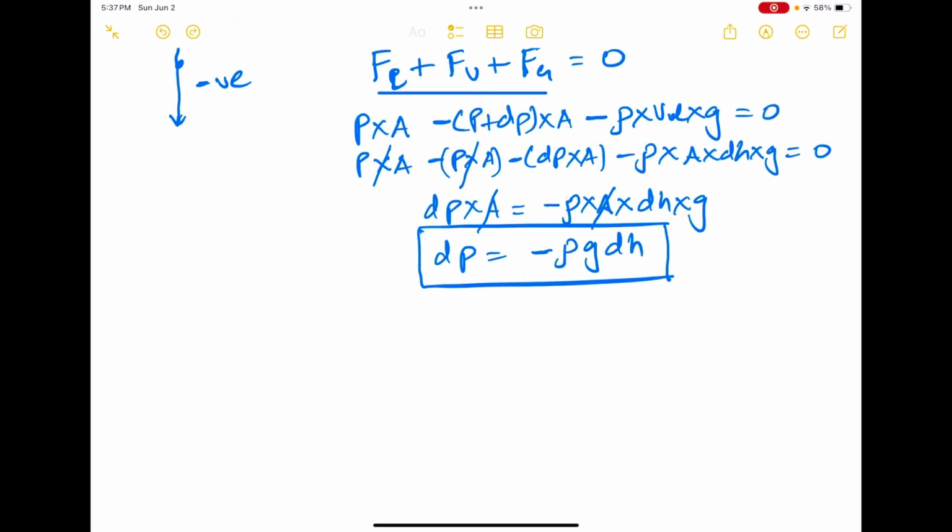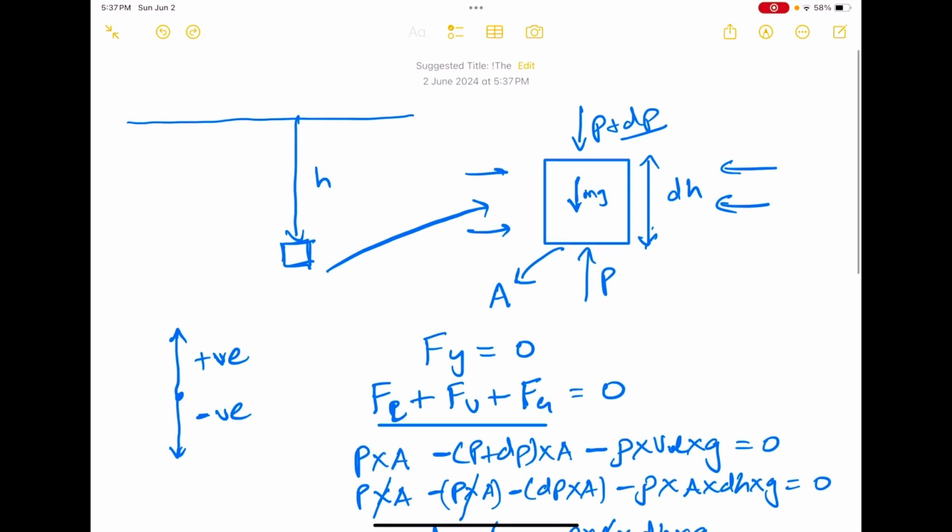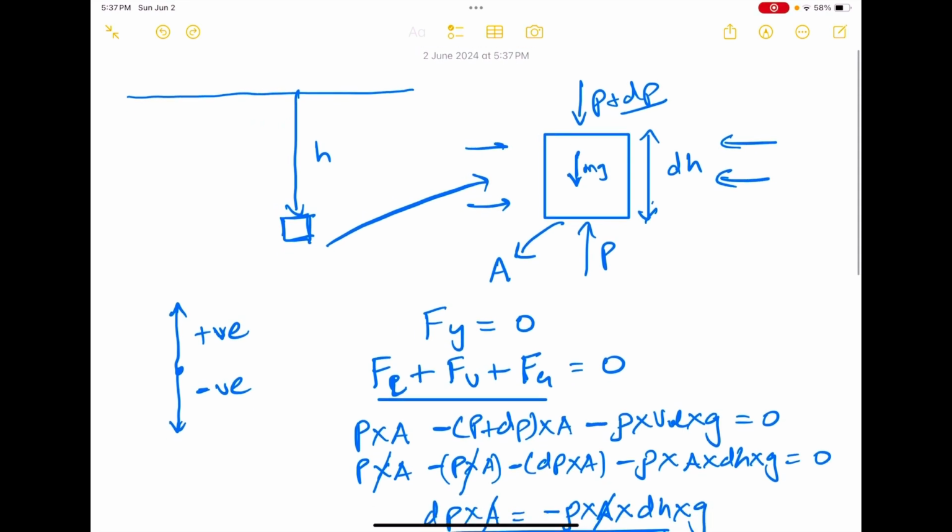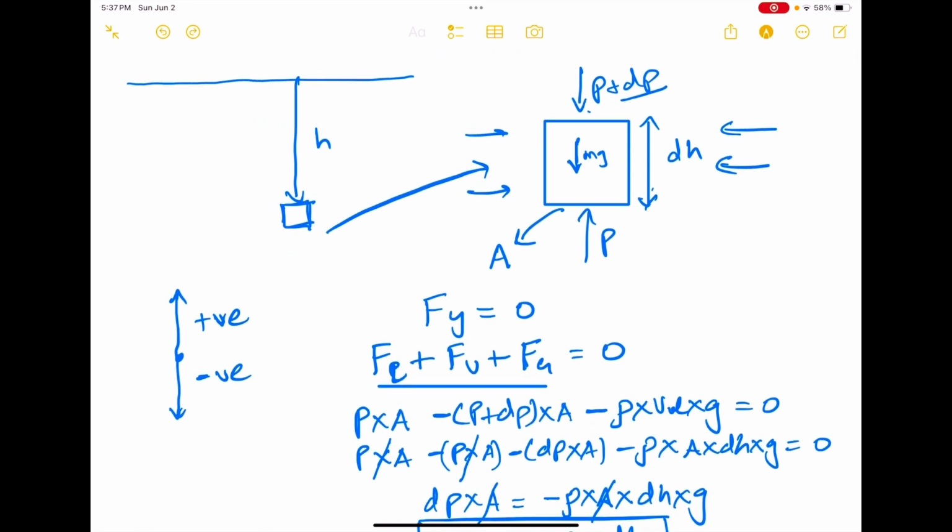Now notice that the value of dP is coming out to be negative. This means that the pressure which is acting on the upper surface of the cube, which is P plus dP, will be lower than the pressure acting on the bottom surface of the cube, which is P. Hence, it is proved that the pressure inside a static fluid increases with depth and vice versa. This is also the reason why you feel pressure in your ears while you dive deep inside a swimming pool.